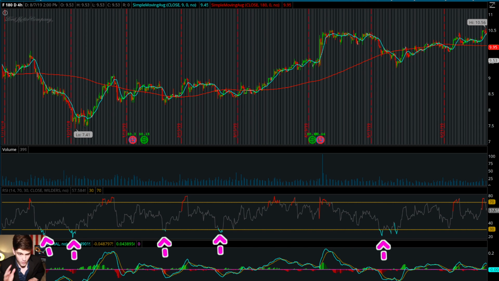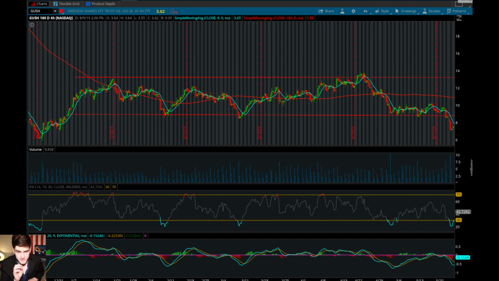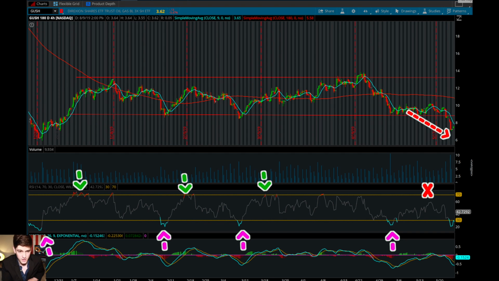With F, or Ford, we could literally have bought in any time it was oversold and simply held out until it was overbought again and made a profit each time. With Gush, we could have simply bought in at oversold and sold out at overbought and made a profit each time as well, until the final time, at which point we broke support and would have had to cut losses.